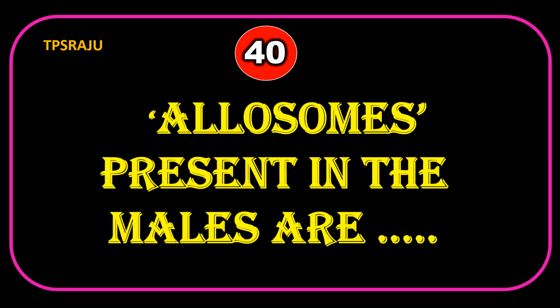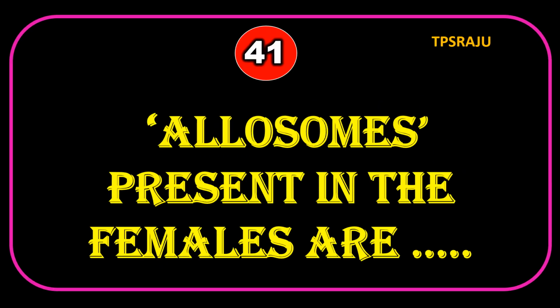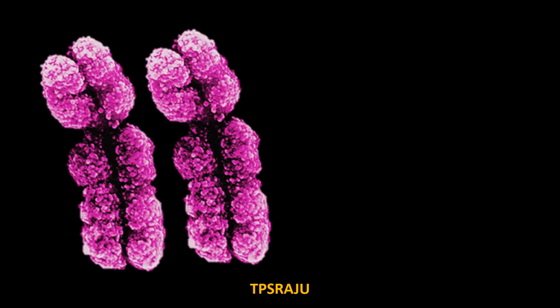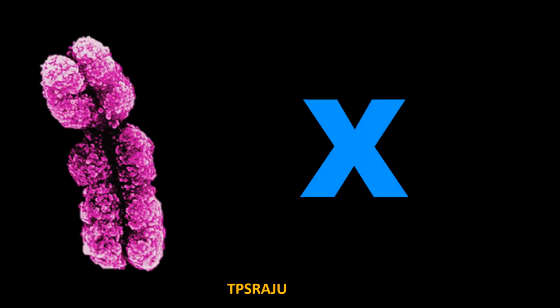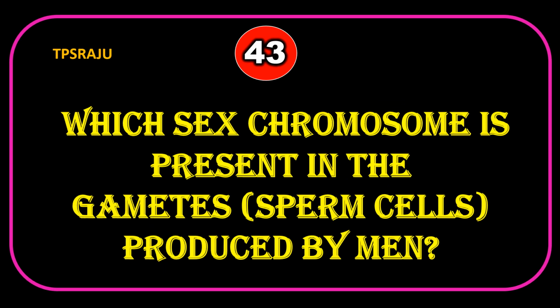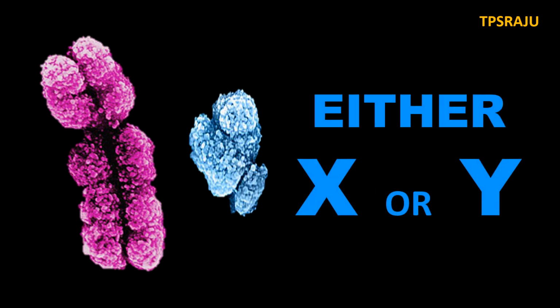Allosomes present in the males are XY. Allosomes present in the females are XX. Which sex chromosome is present in all the gametes produced by women? Only X chromosome. Which sex chromosome is present in the gametes produced by men? Either X chromosome or Y chromosome.